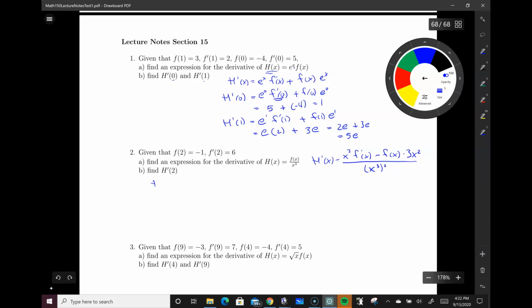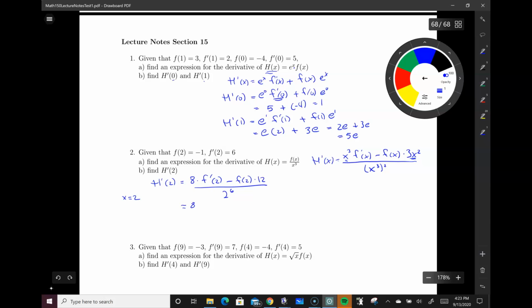So now let's go find h prime of 2. That means everywhere there's an x, I'm going to be plugging in a 2. So x equals 2. That means this is going to give me 8, and I'll have times f prime of 2 minus f of 2. And then I'll have 3 times 4, so it'll give me a 12. And then this gives me x to the 6th power, so that's 2 to the 6th.